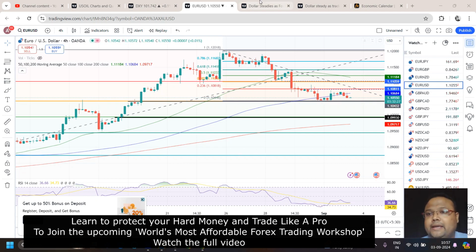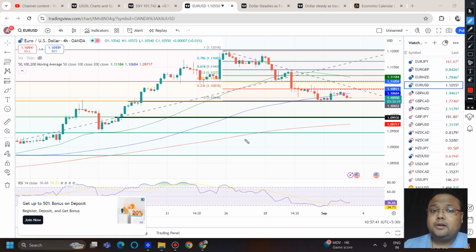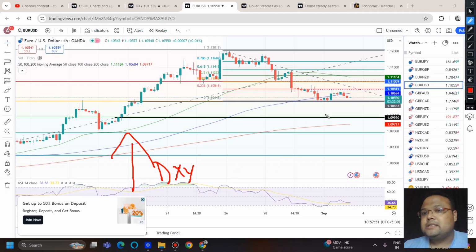So right now we can see that EURUSD is around 1.1055 or 1.1050. Okay, listen to me carefully. After the news, if DXY goes up, then obviously there will be pressure on EURUSD. If that happens, you can look for a sell below this area. You can look for a sell below 1.1040.